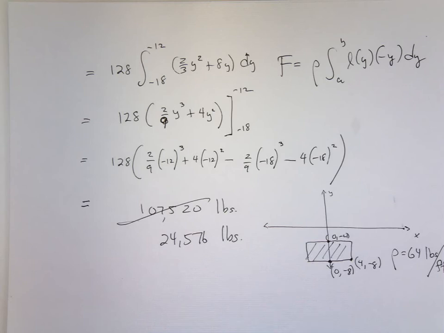All right, let's get a couple more people. We need a couple more. I have a question. Go ahead. You should be integrating from negative 8 to negative 4, bottom to top. If you integrate the other way, you'll get a negative answer. Negative 8 to negative 4, bottom to top. Let's get a couple more.